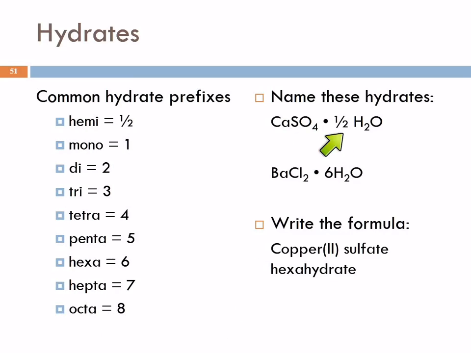So how would we name this guy? CaSO4 dot 1/2 H2O. Calcium sulfate hemihydrate. So calcium sulfate, calcium does not need a Roman numeral. So calcium sulfate, and then the prefix hemi for half, and hydrate.